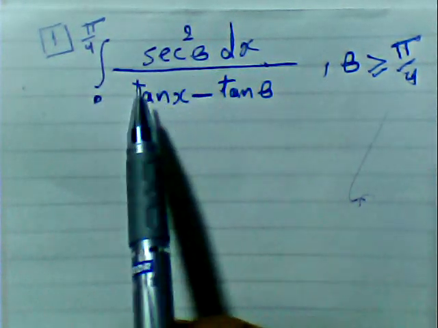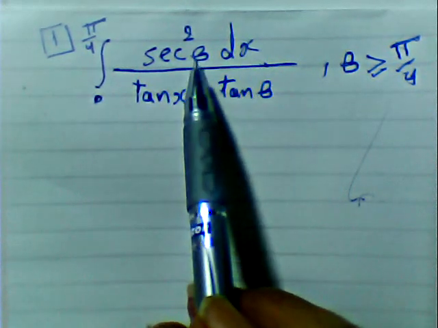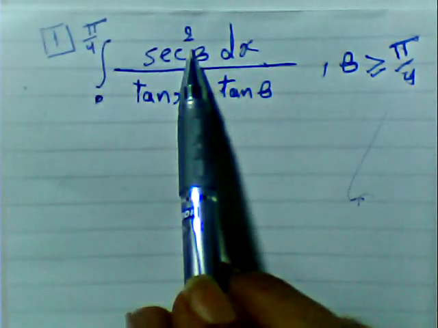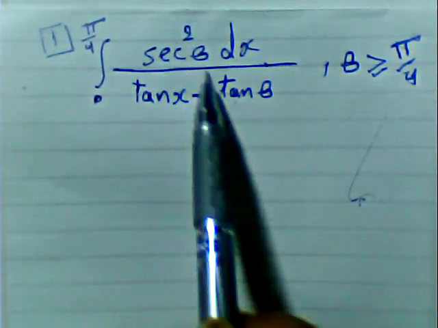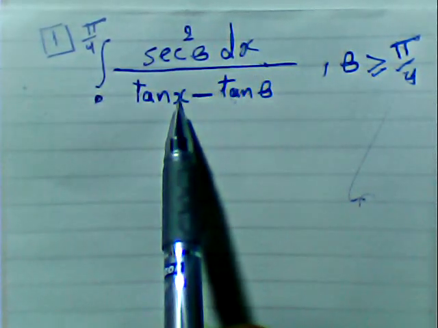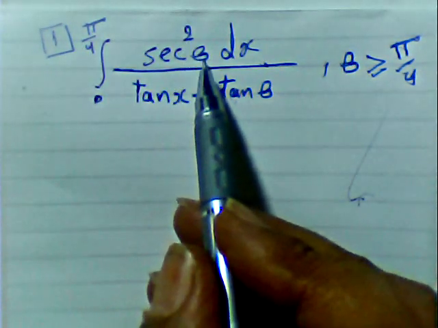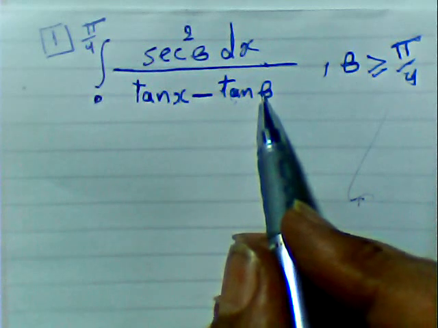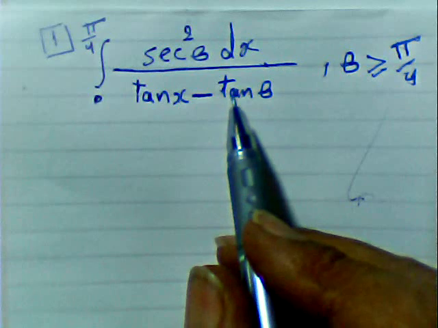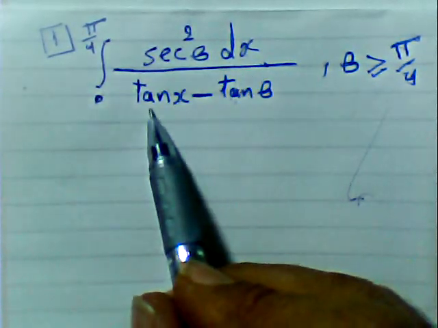We can integrate for x, not for theta. Then sec squared theta and tan theta, this part and this part, we can consider as the same constant, because we integrate for x only. Then we can consider sec squared theta and tan theta like constants. Okay, then it depends only on x, dx for this tan x.